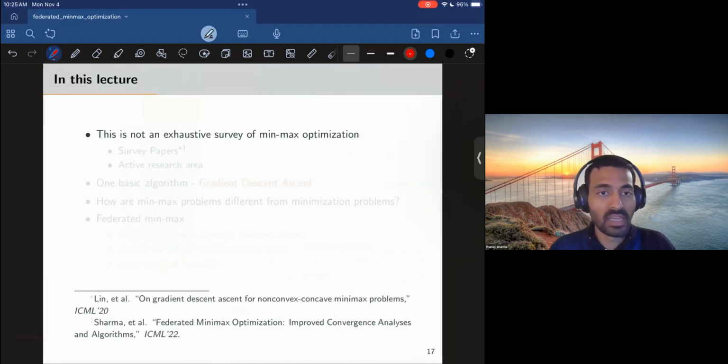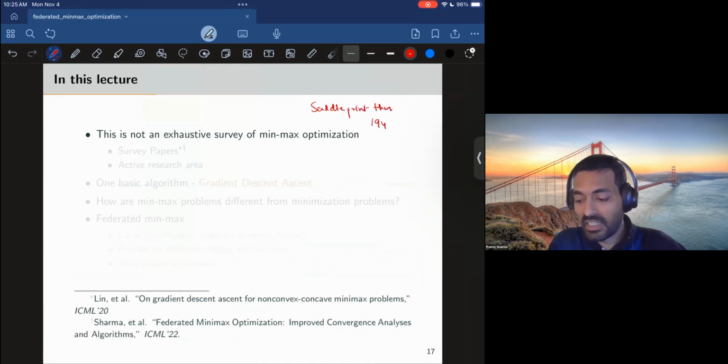So again, as I discussed in the last lecture, similar to multitask learning, min-max optimization has also been studied for a long time. I think one of the classical results is called the saddle point theorem. I think that result is from the 1940s. So it's been studied for a very long time. Therefore, this is not going to be an exhaustive survey of min-max optimization.